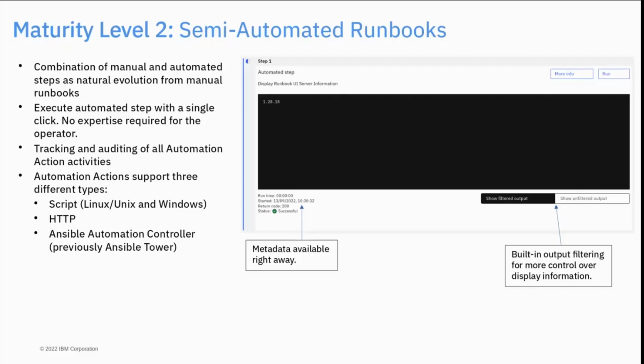As I said before, we have 3 different types: script, HTTP, and Ansible Automation Controller. And depending on what kind of IT environment you have, you will typically use one or the other, depending on the use case that you have. If you already have an HTTP REST interface that you want to interact with, the HTTP automation, for example, is the obvious candidate to automate your interactions in the environment.